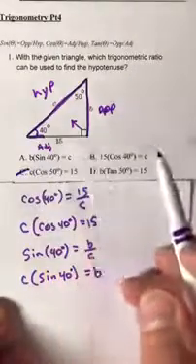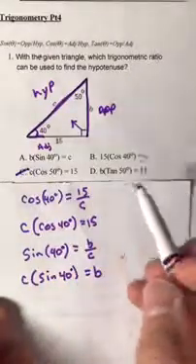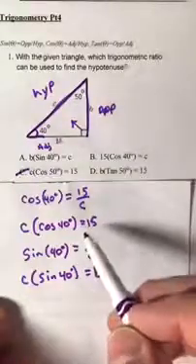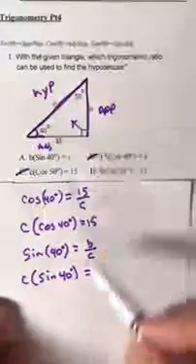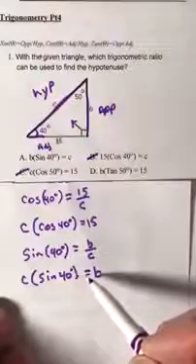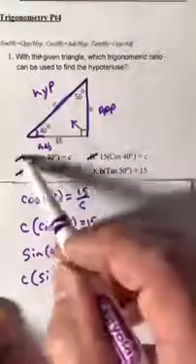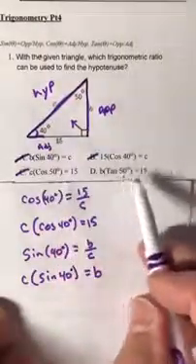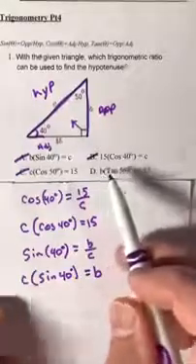Okay, so I can cross out c and b and cross out a. So this has to be the correct equation through process of elimination.